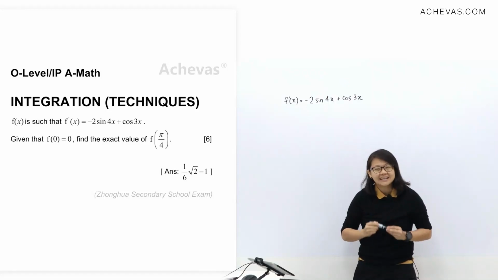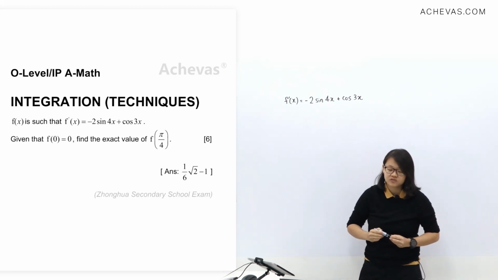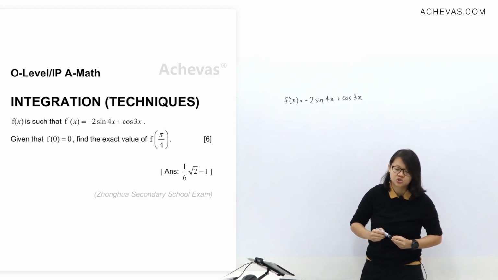Let's take a look at an integration question from Zhonghua Secondary. f(x) is such that f'(x) = -2 sin 4x + cos 3x. Given that f(0) = 0, find the exact value of f(π/4).